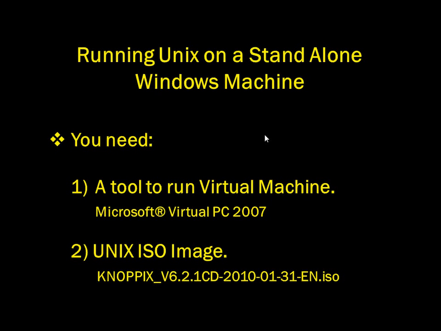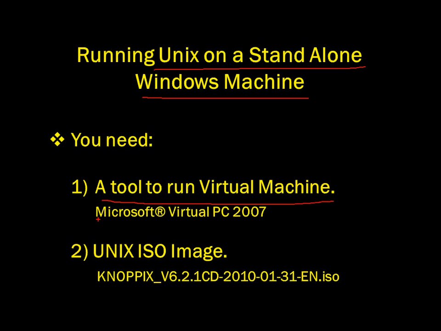So friends, let's see how to run a Unix operating system on a Windows machine. Let's say you are practicing something on your computer at home and you have only the Windows operating system available. Still, you want to have a Unix flavor available on your Windows machine. That is possible using something called a virtual machine. For this you need a tool to run a virtual machine.